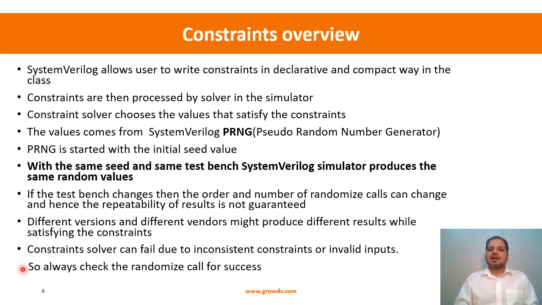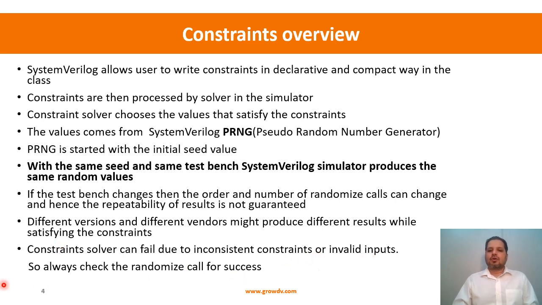Okay, and then the constraint solver can fail due to inconsistent constraints or invalid inputs, because you rely on certain configuration. Let's say you define a random variable, and in one constraint you say a should be greater than 10, and in another constraint you say a less than 10. That cannot be satisfied. So when that happens, the constraint will fail.